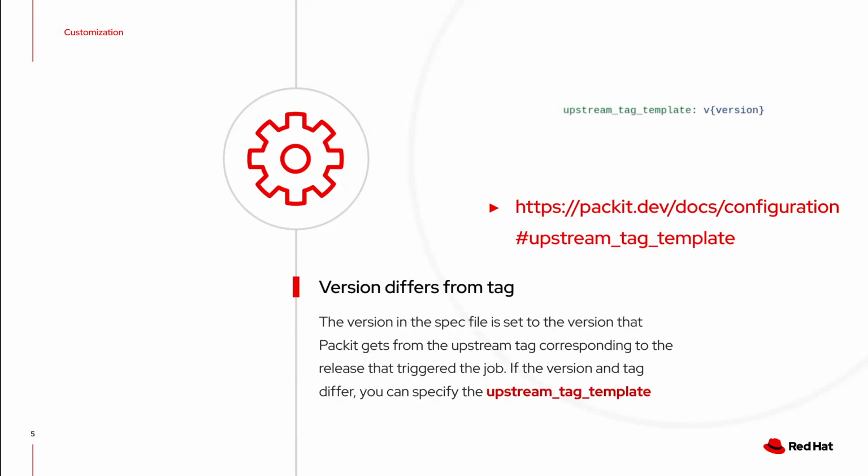Packit sets the spec file version, taking it from the tag release. If they are different, you can tell Packit how to resolve the version starting from the tag using the upstream tag template key in your configuration file.